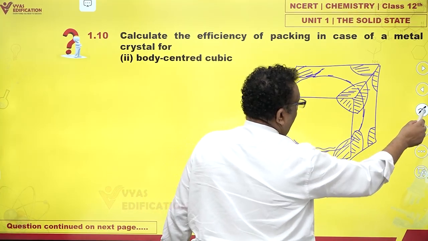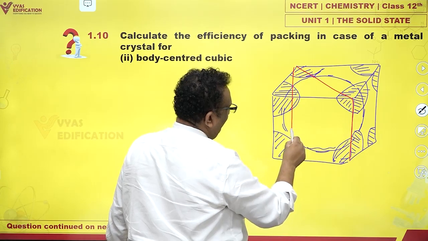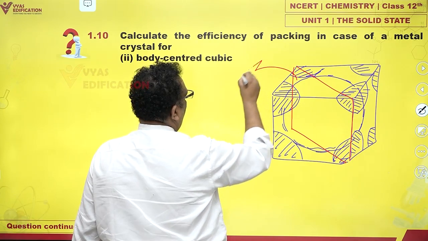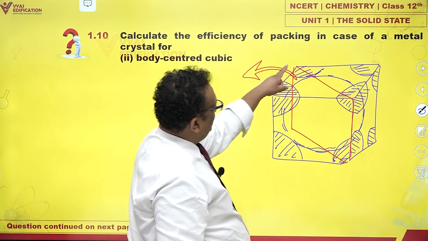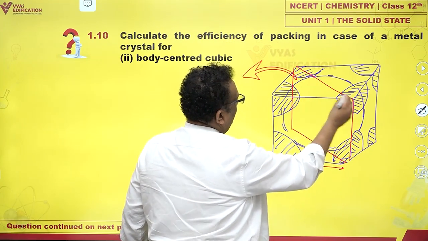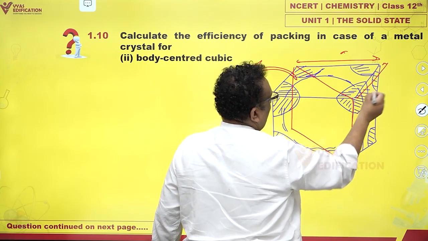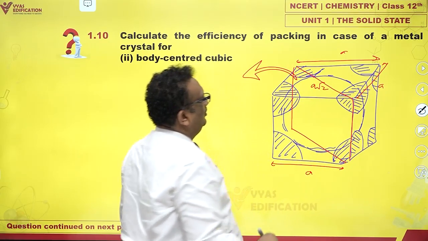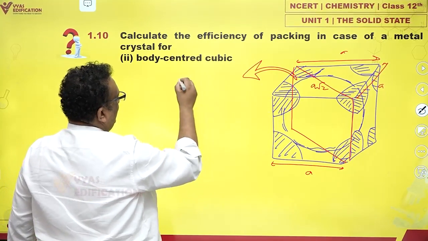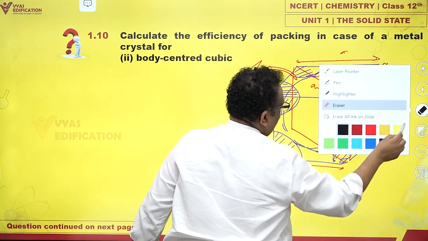It means that if I make a section like this, if I just cut away one portion like this, can I do that? I can. And if I do that, what would I get? If this edge is A, and this also is A, so this is A root 2. And what about this? This also is A. So if I cut this away, what I have is a rectangle.